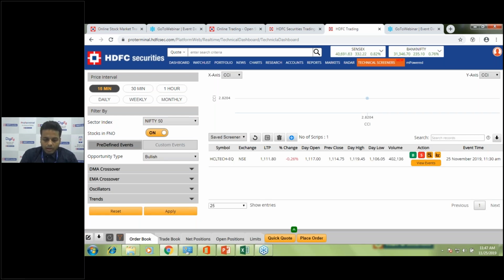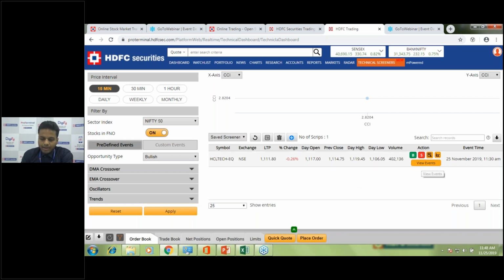So you can see a particular stock which is matching all our conditions on a 15 minutes chart, which is bullish as of now as per DMA crossover, oscillator RSI, as well as the trend indicator of Bollinger Band. It is HCL Tech. So this is a particular stock which is very bullish for a day, since we have selected a 15 minutes time frame, and this is a very good opportunity which we can use.